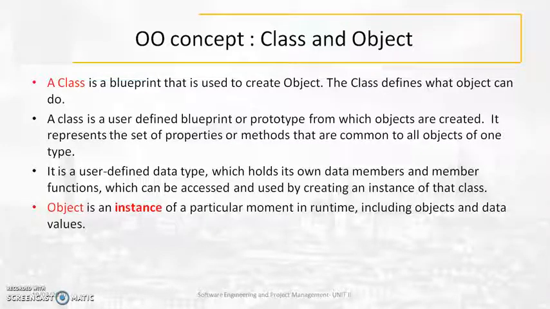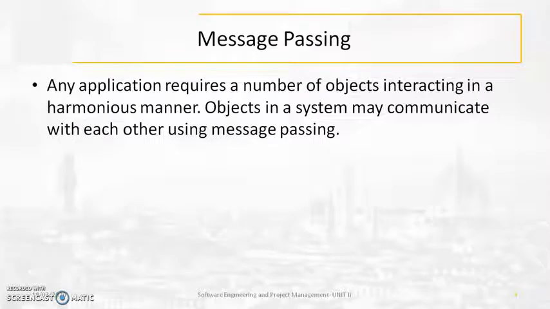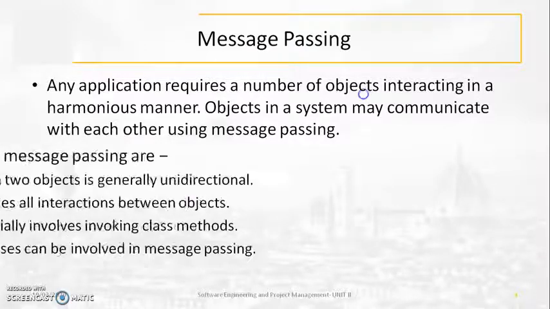Next we will see what is an object. An object is nothing but an instance of a class at runtime, including objects and data values. Then there are different ways of message passing. Message passing takes place to make the interaction of one object with another object in a harmonious manner. These objects play an important role in communicating with each other.